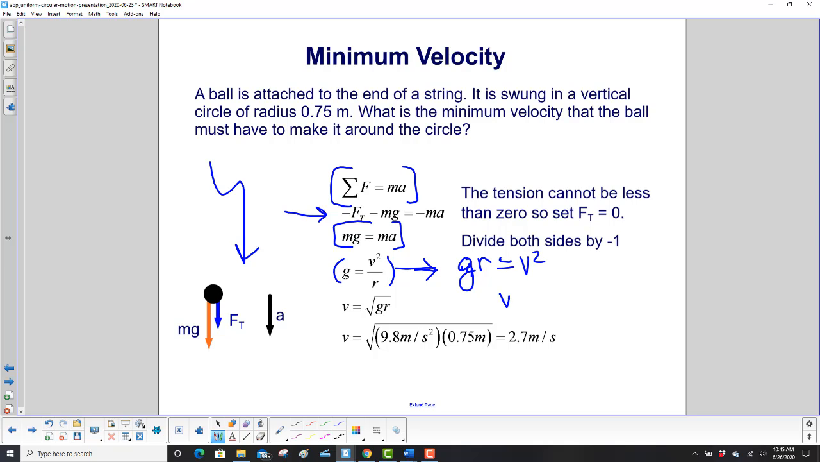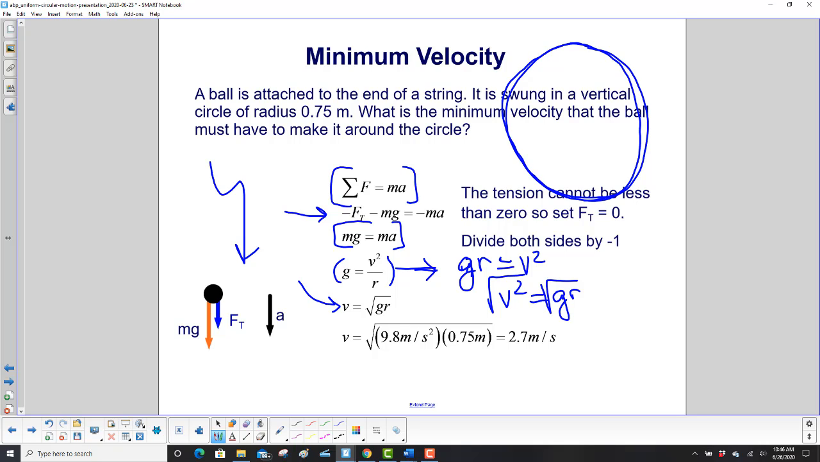Then we'll switch sides around because we're solving for v. V squared is gr. And since we want v, we then take the square root of both sides. Square root of v squared is v. Square root of gr is square root of gr. Then we can put our numbers in, and we find out that the velocity is 2.7 meters per second. And that means when we're swinging the ball around, it'll continue the loop just like that and go in a total circle.